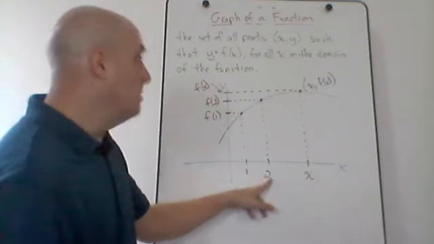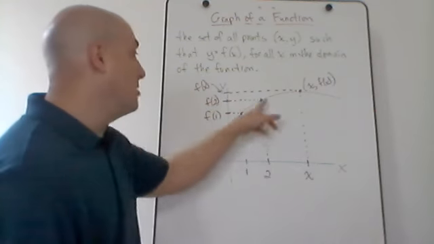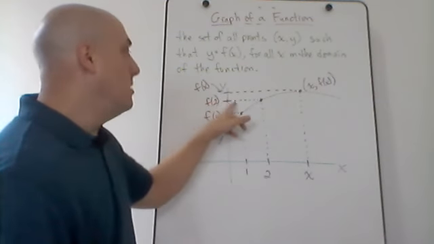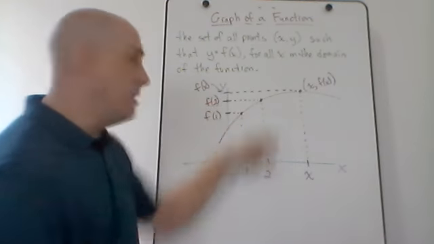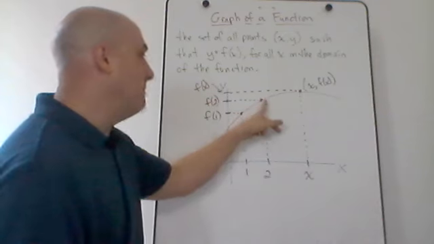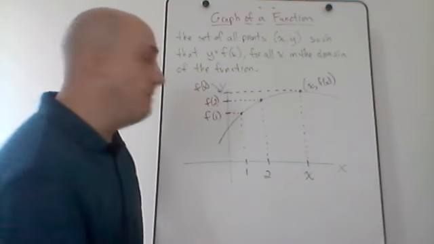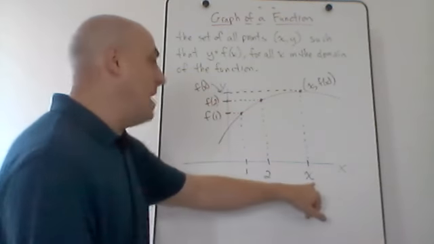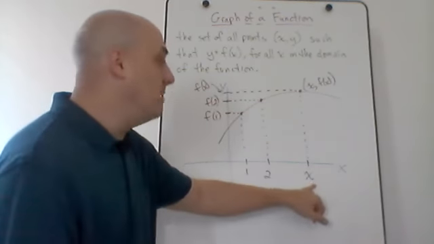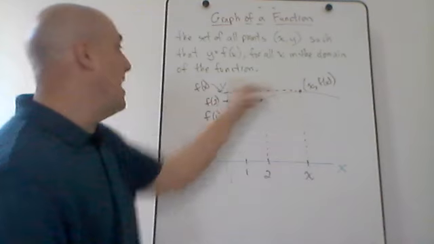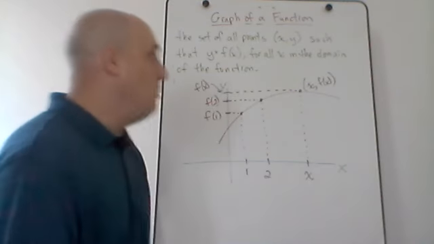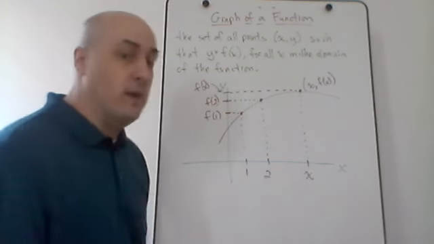When x equals 2, I plug x equals 2 into the function and get f of 2, which is the y coordinate of that point. So when x equals 2, y equals f of 2, and that point is on the graph of the function. For any random x value, when I plug that x value into the function, I get f of x, and that point x comma f of x is a point on the graph.